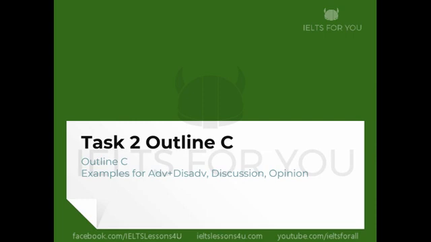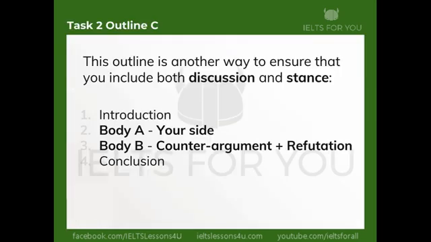Now let's look at one more outline that we can use, again, for these three types: advantages and disadvantages, discussion, and opinion, to make sure we have discussion and stance. So this outline is another way to ensure that you include both discussion and stance, and you can see how it is organized here. We have an introduction, then body A, you talk about your side of the issue, the side that you agree with.